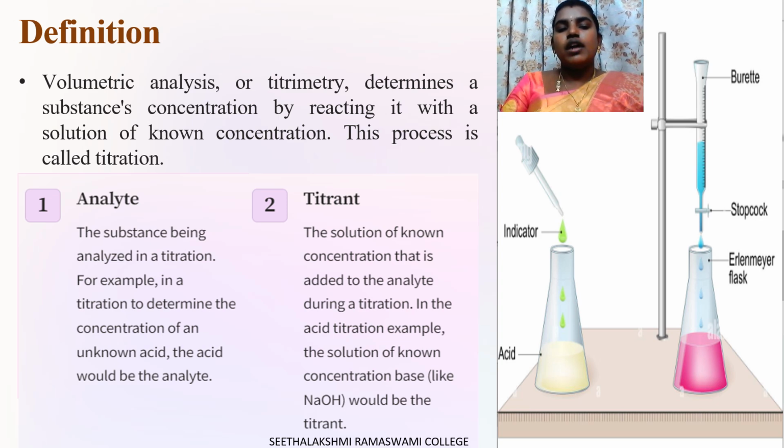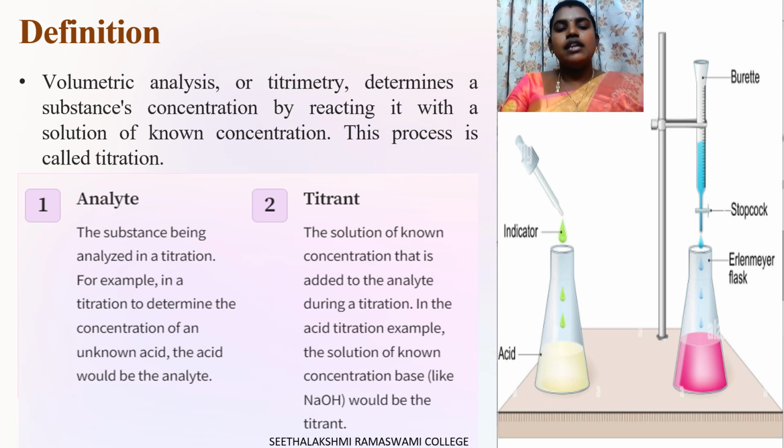The first one is analyte. Analyte is nothing but the substance which is going to be analyzed, which is usually taken in a conical flask. For example, in a titration to determine the concentration of an unknown acid, the acid would be the analyte.